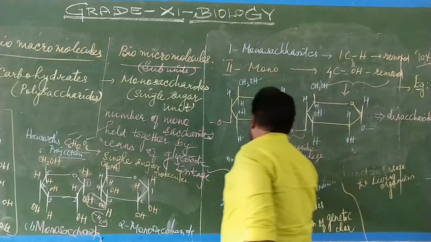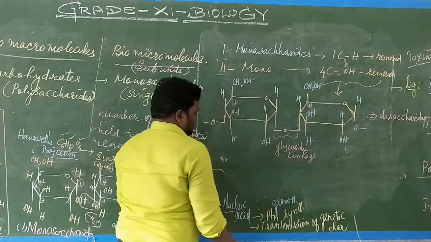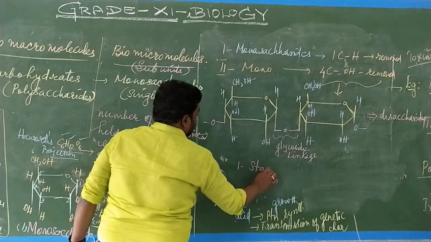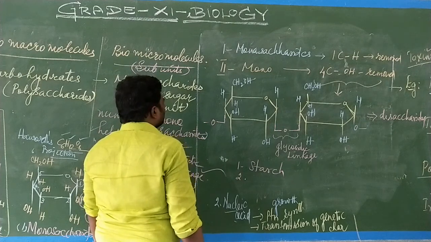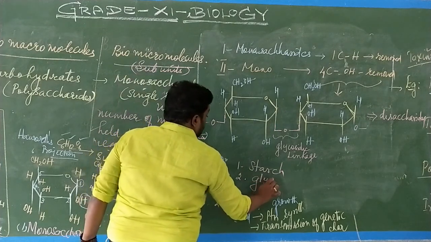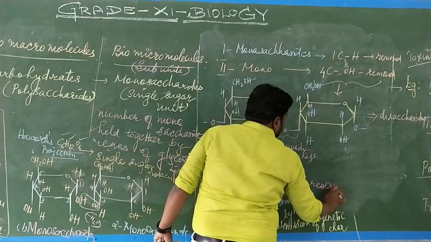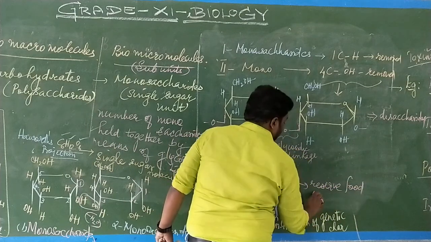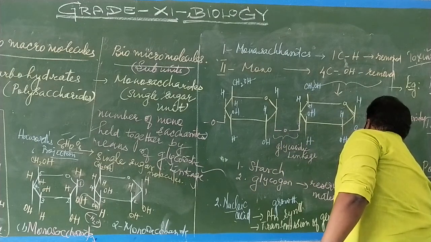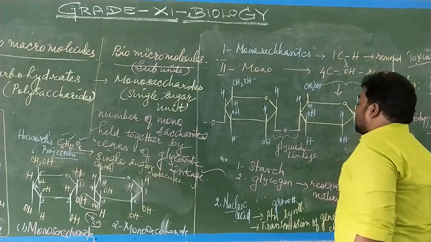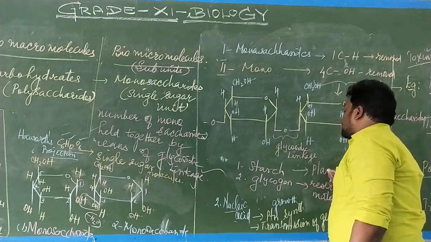We have various examples. Starch: if I give another structure, you will get starch. Starch is the very best example for polysaccharides. Similarly glycogen. Glycogen is the reserve food material in animals, whereas starch is the reserve food material in plants.